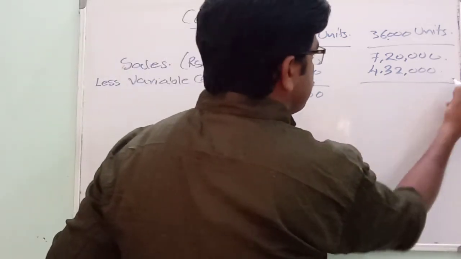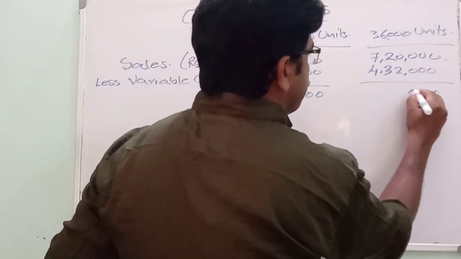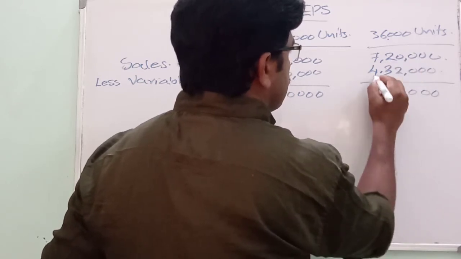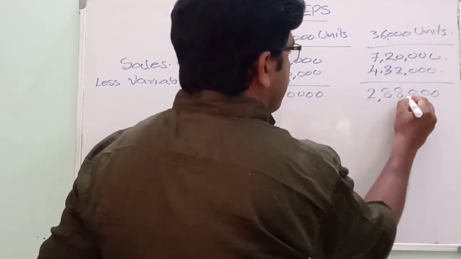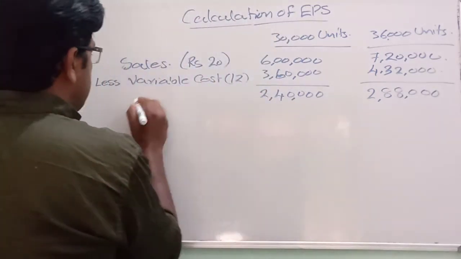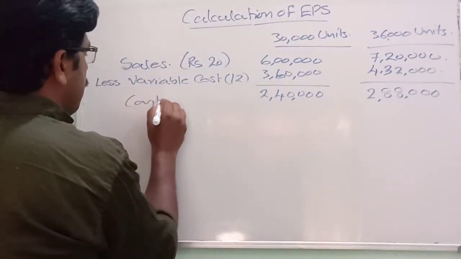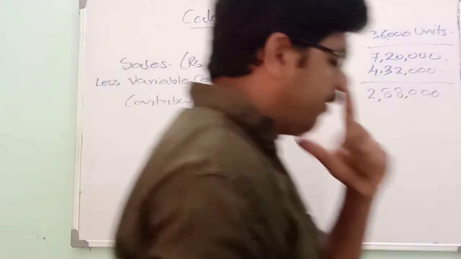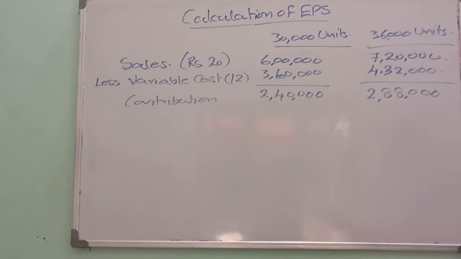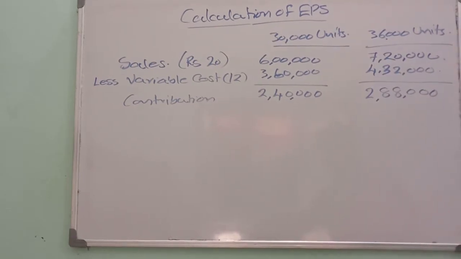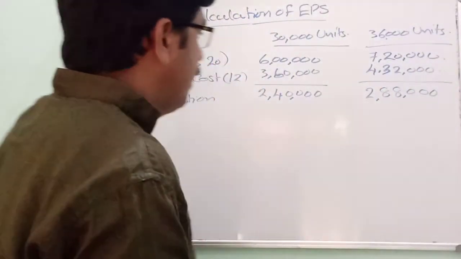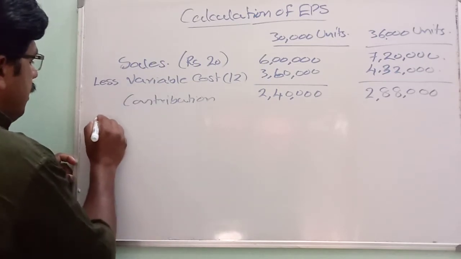2,40,000 here, and here it is 2,88,000. So this is known as contribution. Sales minus variable cost is equal to contribution: 2,40,000 and 2,88,000. This is contribution. Then less fixed cost.